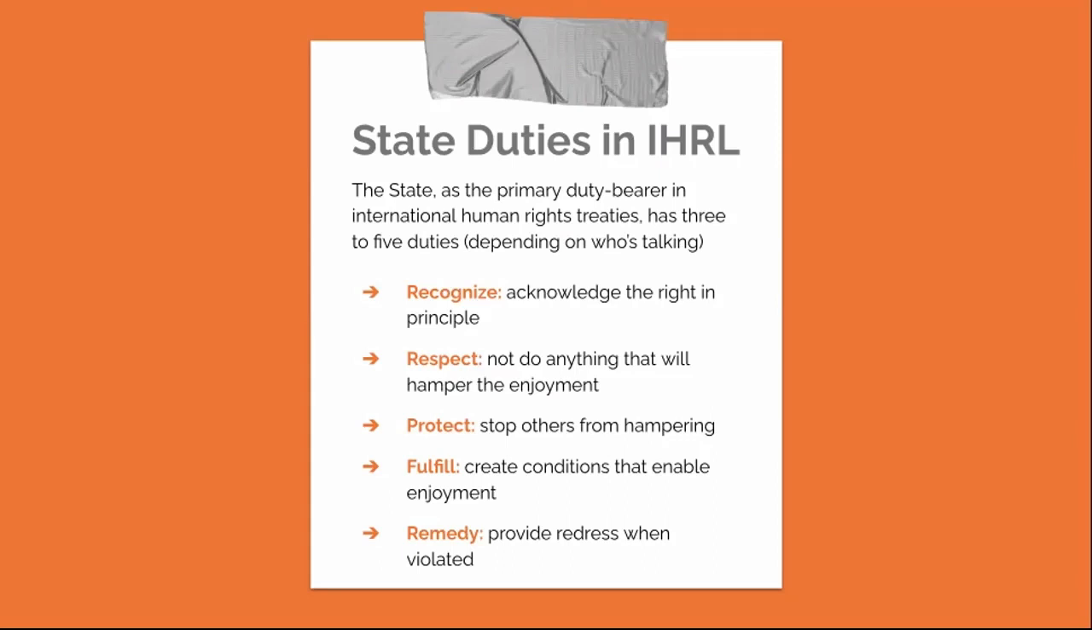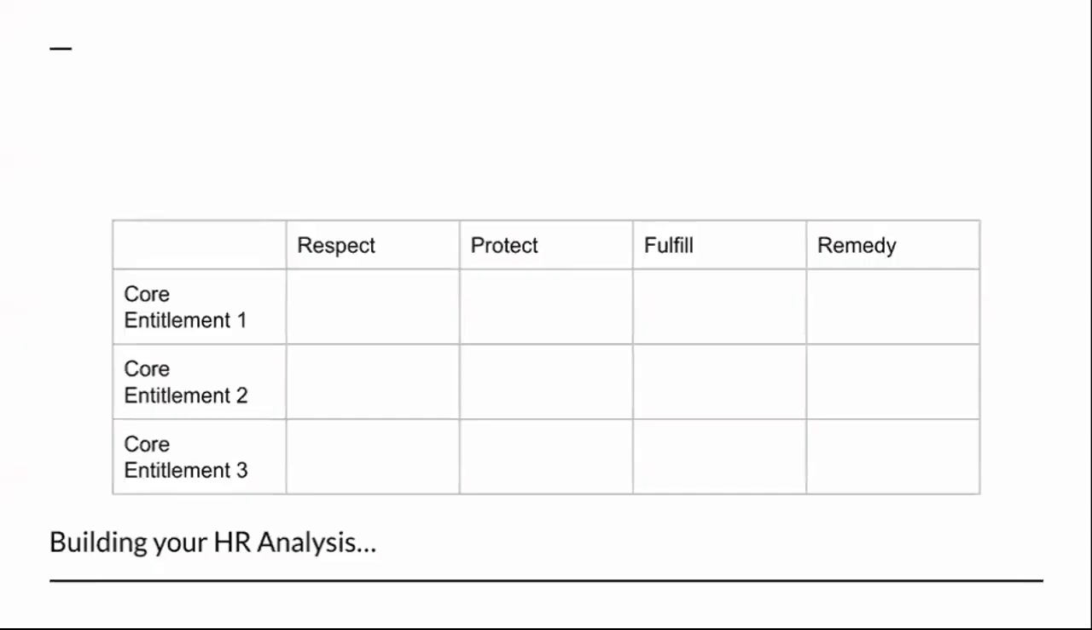By using a human rights perspective, like using these frameworks, you can apply it to so many other policies, so many other statutes or whatever, right? So here's how you were taught to build our human rights analysis. So on one hand, we already know that there are core entitlements. On the other hand, we know that there are key duties that the state has.